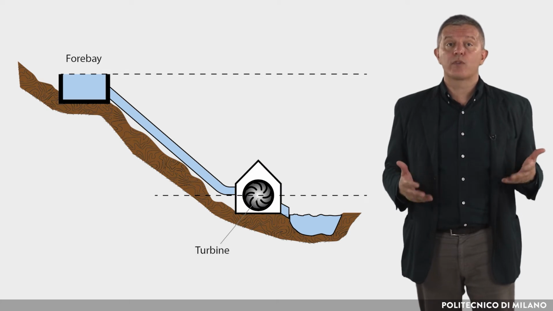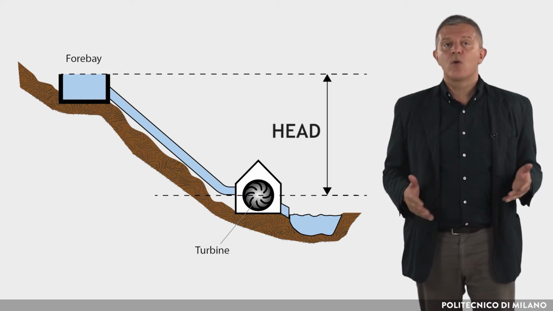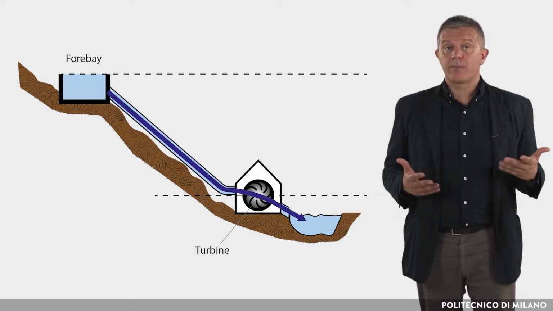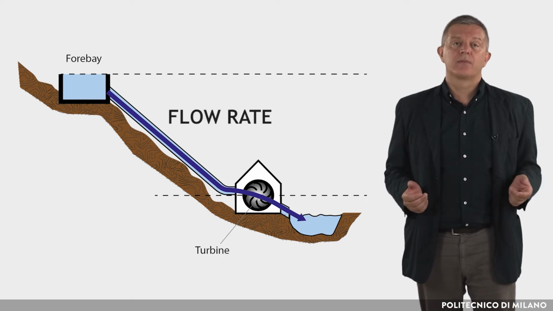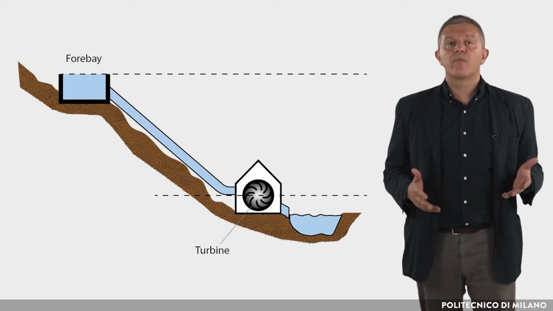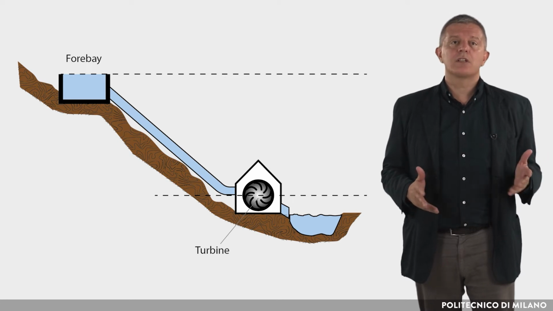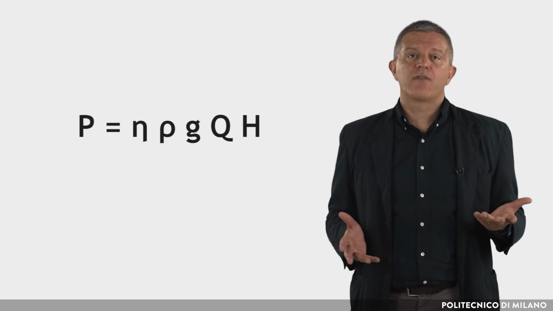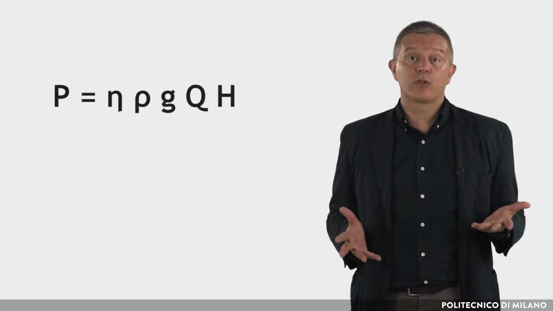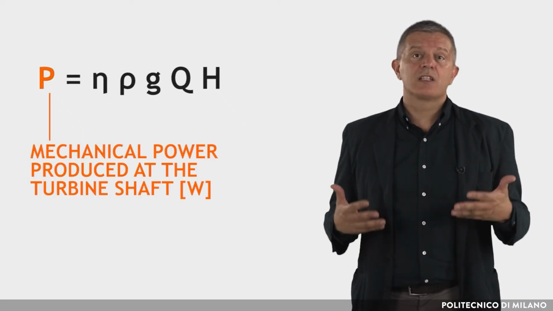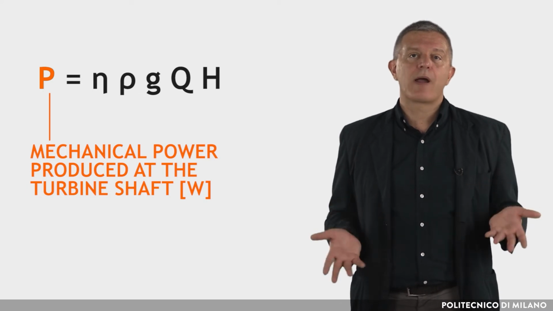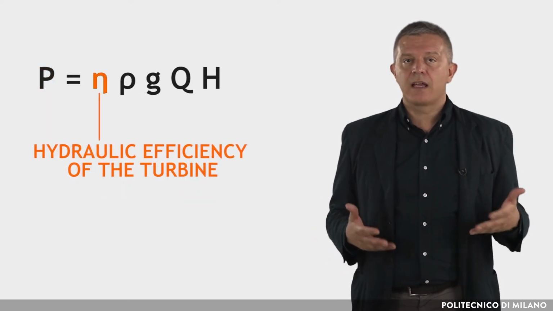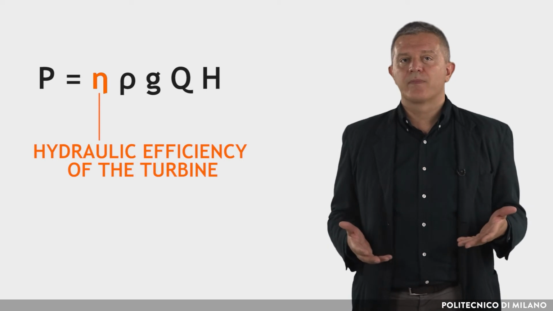The vertical fall of the water is known as the head, while the volume of water passing per second is called flow rate. It is generally better to have more head than more flow, since this keeps the equipment smaller. The general formula for any hydro system's power output is this, where P is the mechanical power produced at the turbine shaft. Eta is the hydraulic efficiency of the turbine.